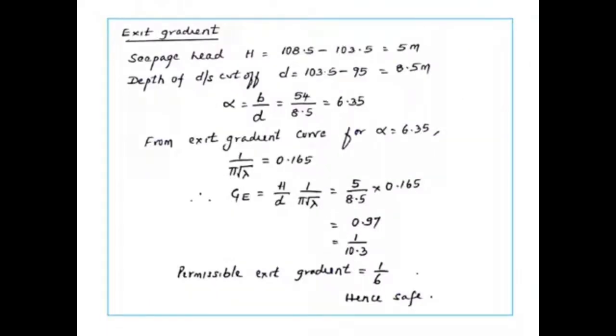To calculate the exit gradient, we take the seepage head. The top water level is 108.5 and there is no water on the downstream side, so the head is 108.5 minus 103.5, which is 5 meters. The depth of the downstream cutoff D is 8.5 meters. We calculate alpha as B by D, so 54 divided by 8.5. For this alpha, we read directly from the graph 1 by pi root lambda, which is 0.16. Substituting in the formula, the exit gradient is 1 in 10. The permissible gradient is 1 in 6, hence it is safe.